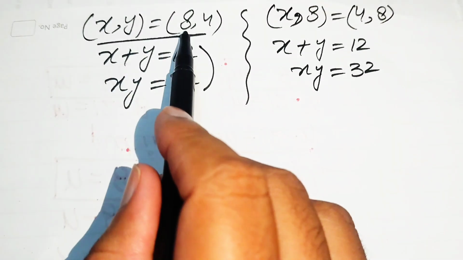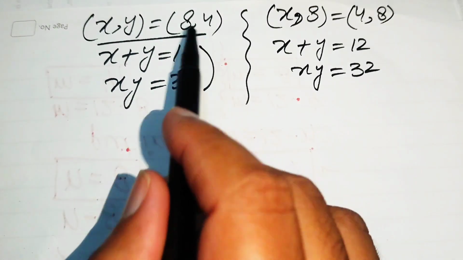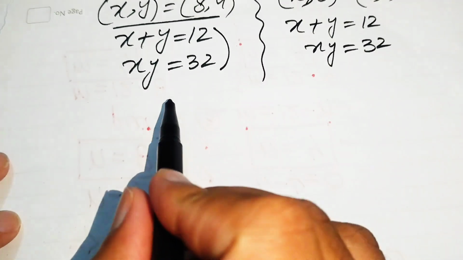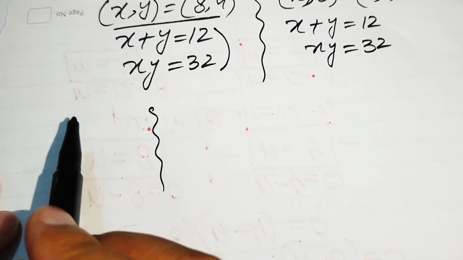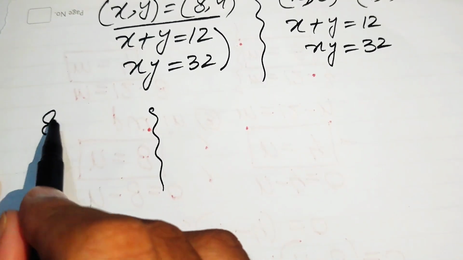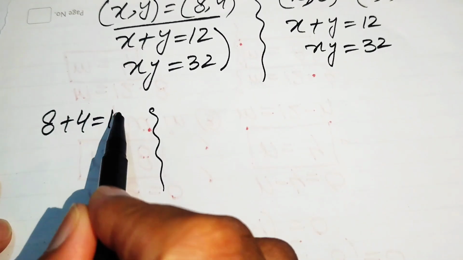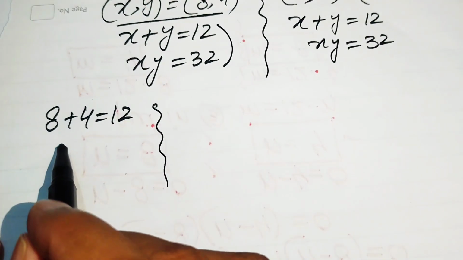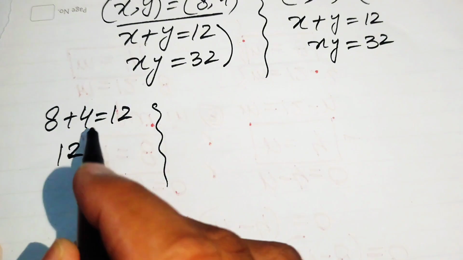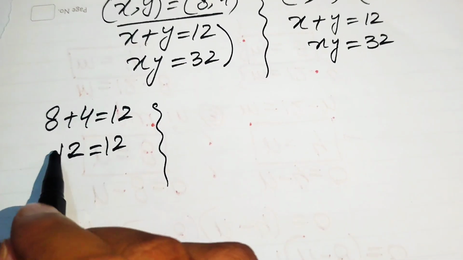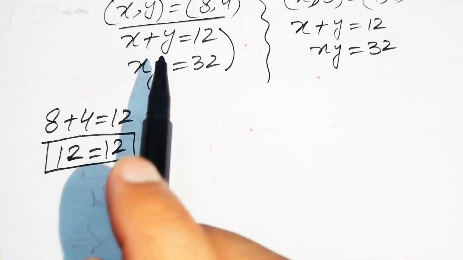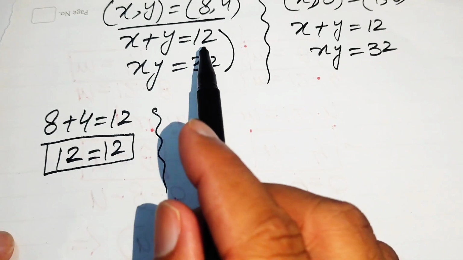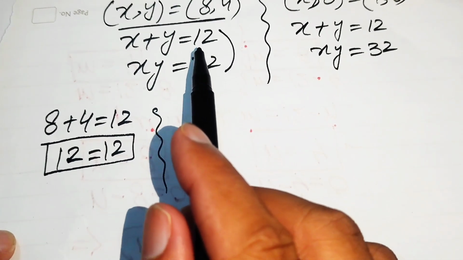So here when you put x equals 8 and y equals 4 in both of these equations, these equations will be written as 8 plus 4 equals 12. So first we put these two values in the first equation, and it will be written as 8 plus 4 becomes 12 equals 12. So it means that the values of x and y satisfy the first equation.